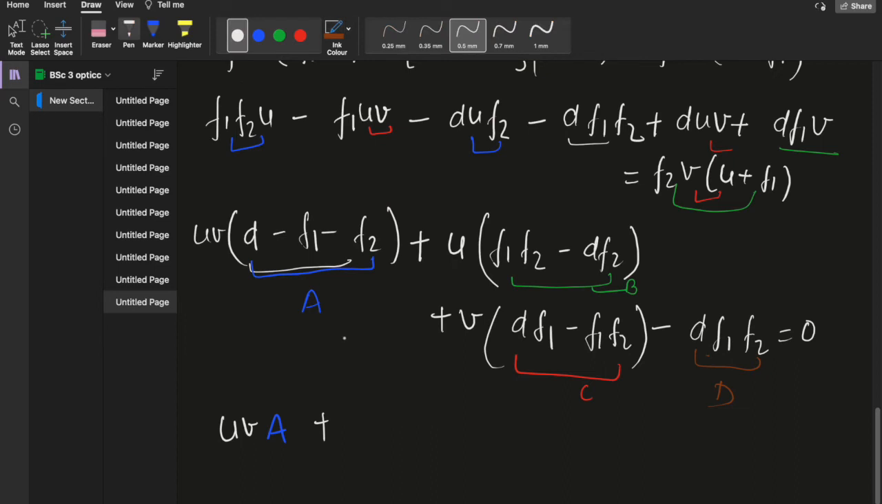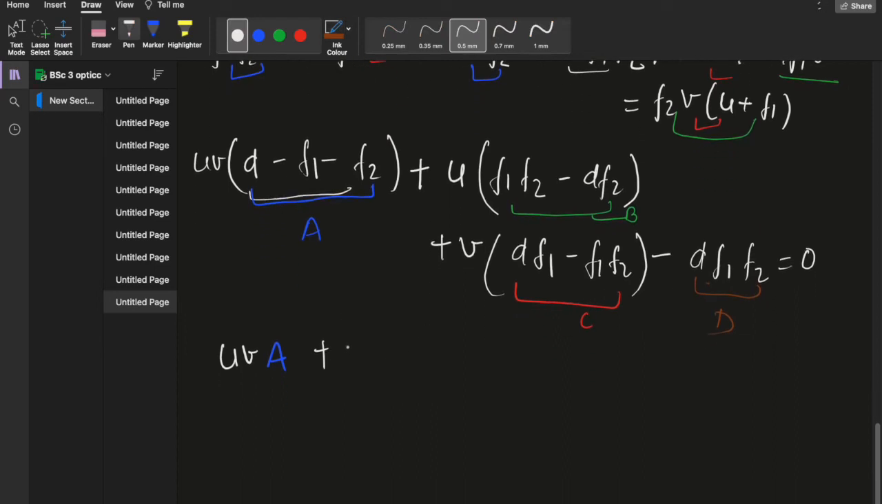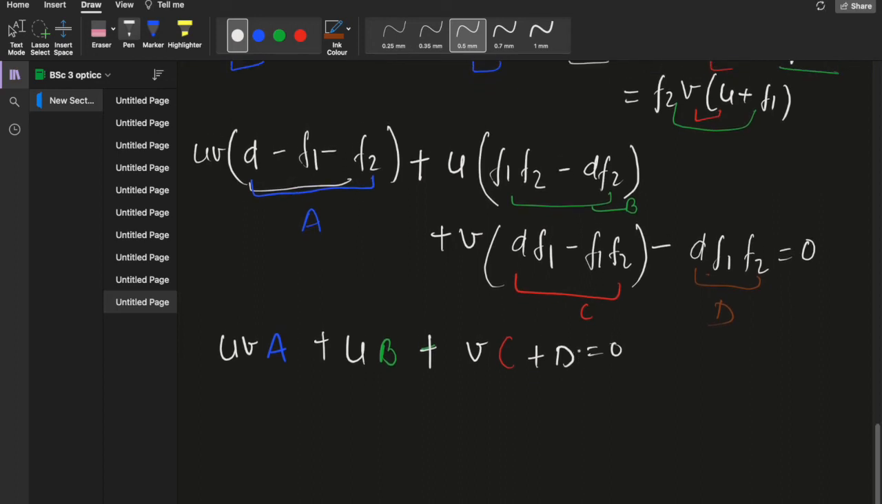All right, just to simplify this, u, this is b, plus v, and this is c, minus d, is equal to 0, where a, b, c and capital D are coefficients.